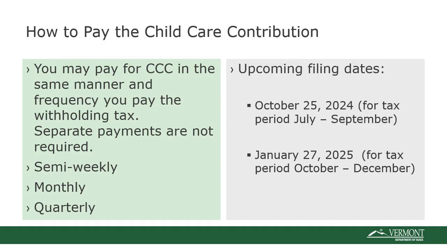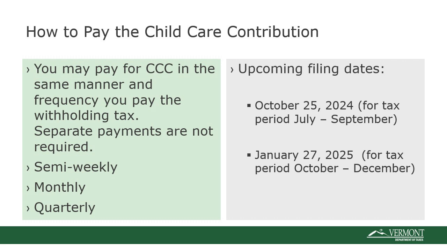So how to pay the child care contribution. You may pay for the CCC in the same manner and frequency you pay the withholding tax now. Separate payments are not required, but they are certainly okay to do. We had this question come up a lot in our first webinar. If it's easier for your bookkeeping to make one payment for the withholding tax withheld and one payment for the child care contribution withheld, that is perfectly okay, as long as you're making them in the same manner and frequency that you do for the withholding tax. We don't care how many payments there are. You can have as many as you like.